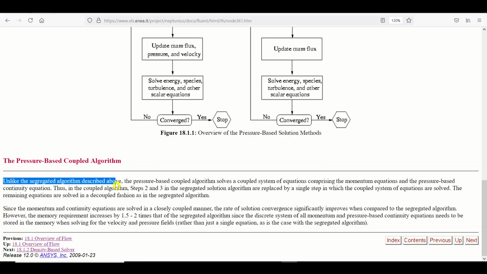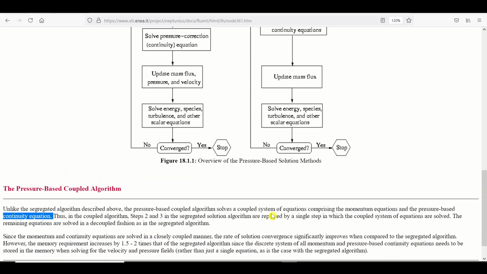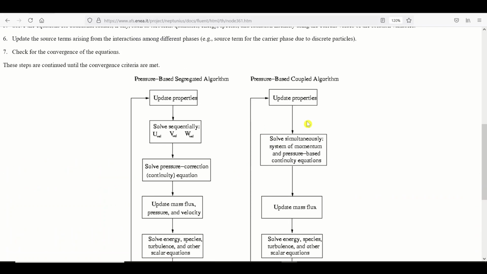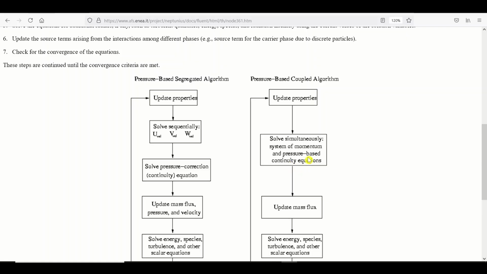Unlike the segregated algorithm described above, the pressure-based coupled algorithm solves a coupled system of equations comprising the momentum equation and the pressure-based continuity equation, right? As I mentioned to you, this is not a segregated algorithm. So in this algorithm, we are not solving them one after the other, but we are solving them together. We are solving the Navier-Stokes equations together, that is, the momentum and the continuity equation together, or to be specific, the pressure-based continuity equation.